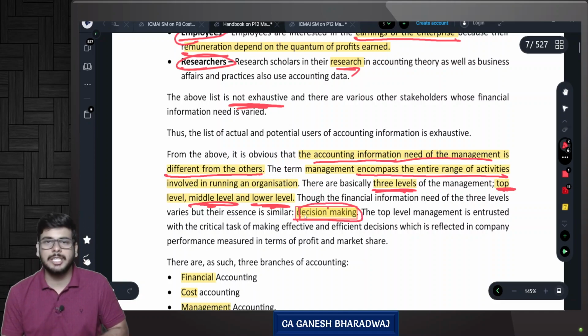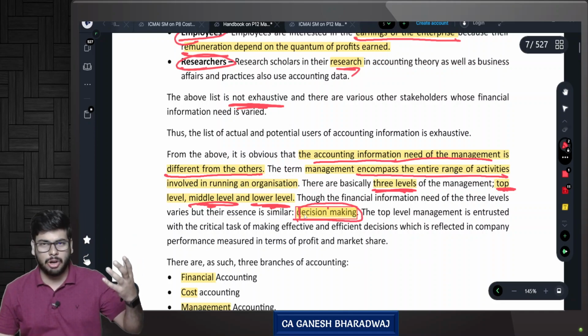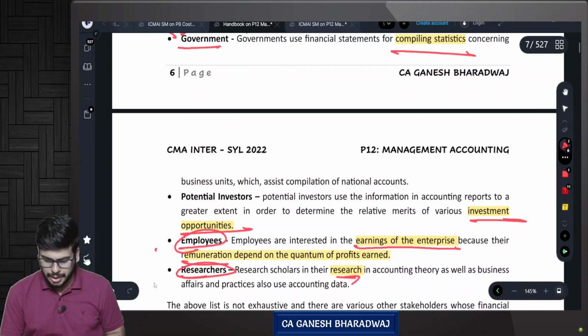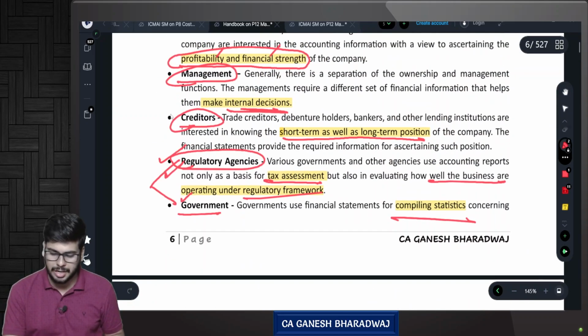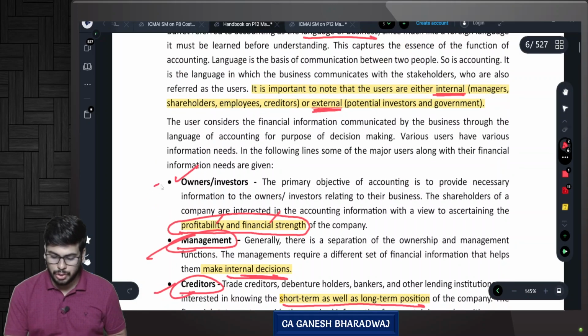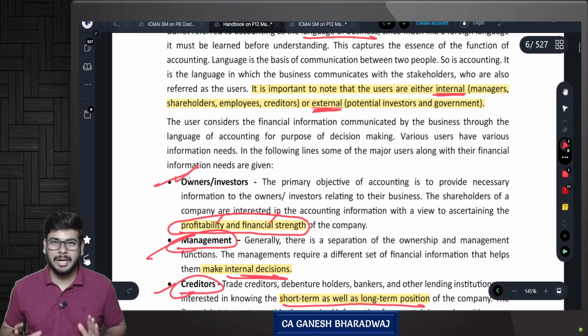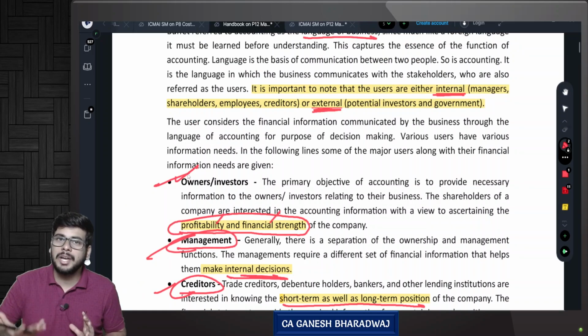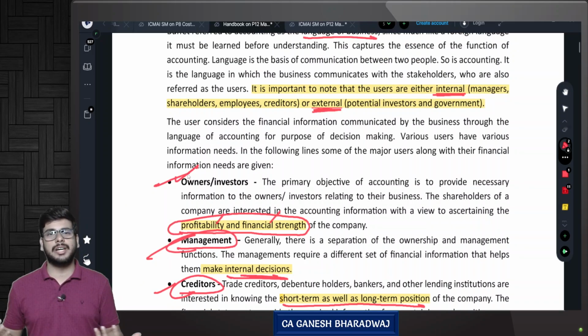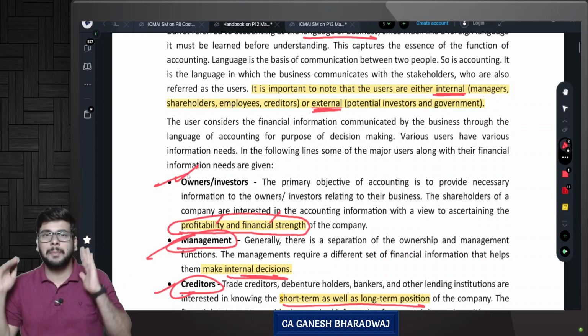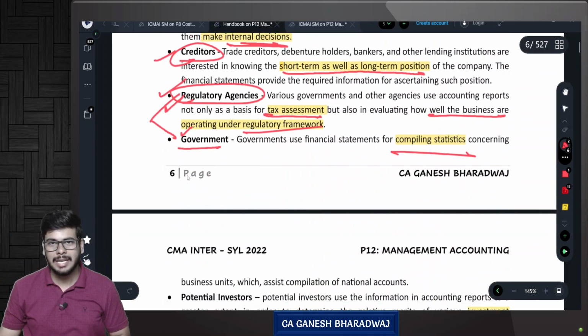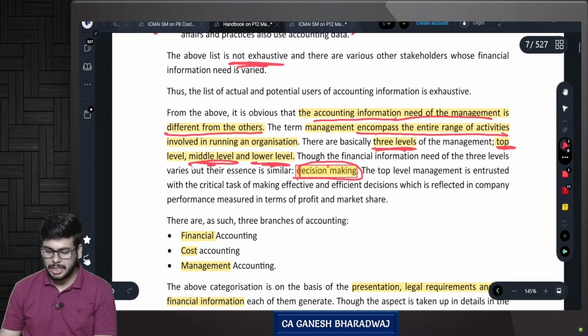So broadly speaking, though there are so many users of financial information, we saw employees, researchers, government, regulatory bodies, creditors, management, and the owners of the company, management's requirement of data is slightly different. That's why we have a separate branch of accounting called management accounting, with an objective of what? Decision making and control. I told you, decision making and control.